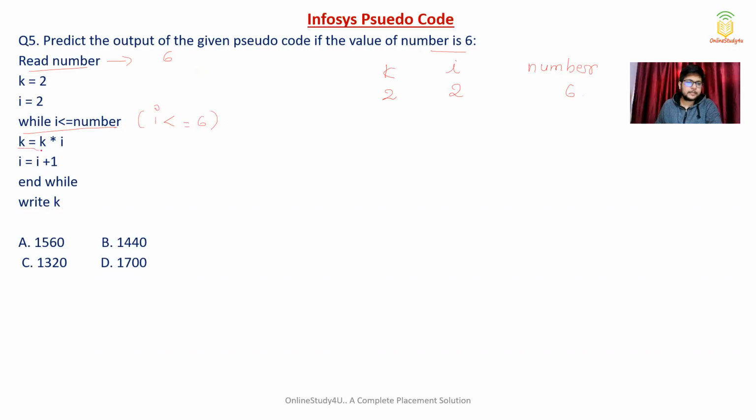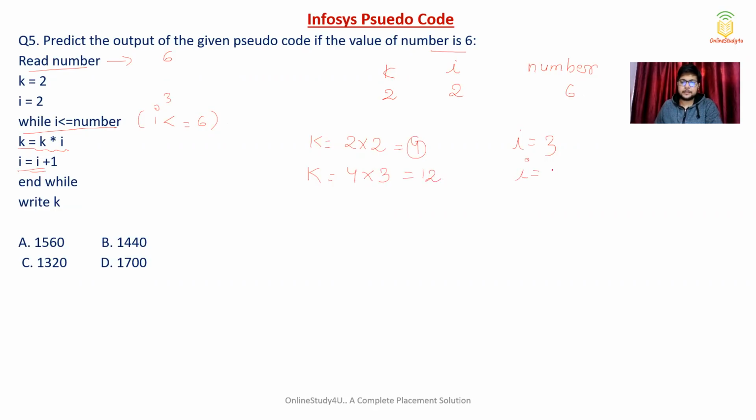Fine. So k is equal to k into i, that is 2 into 2, so k becomes 4. And i is equal to i plus 1, so my i becomes 3. Again, my i is 3, that is less than 6, so I'll do it again. k is equal to k into i. What is the value of k? It is 4. What is the value of i? It is 3. So that is 12.